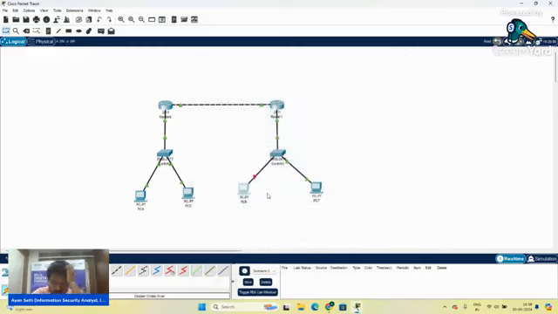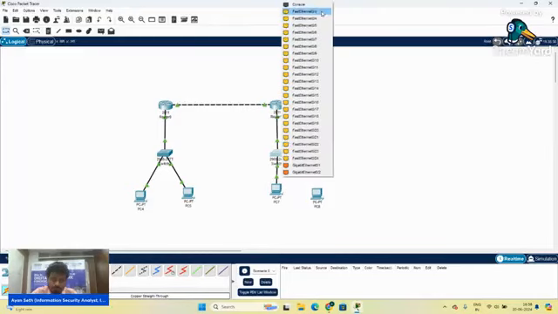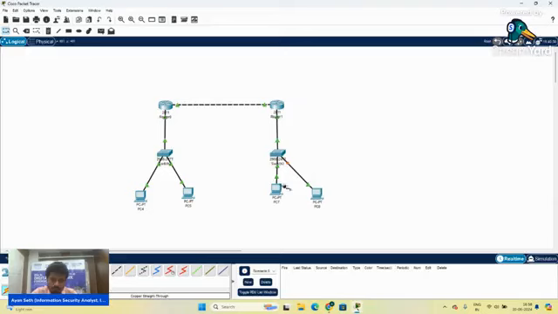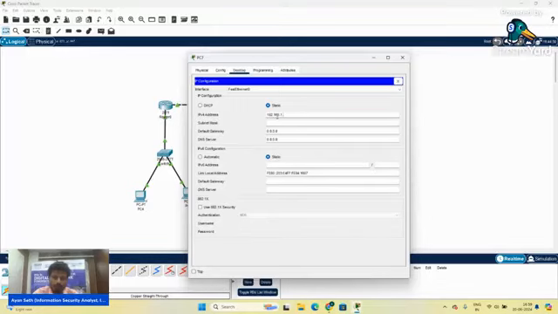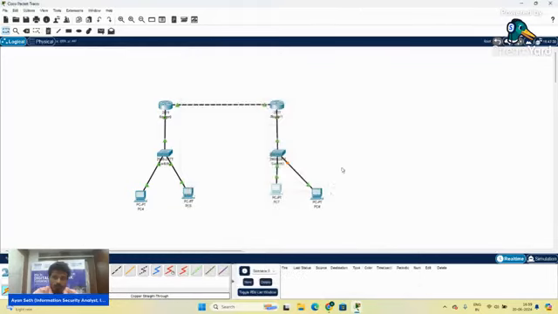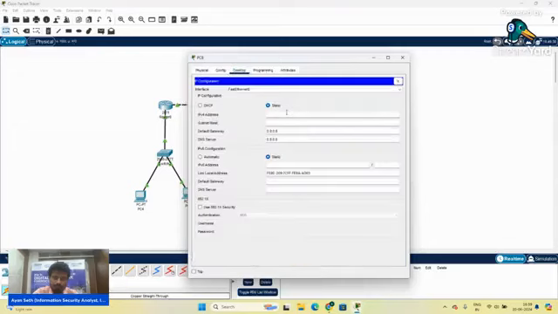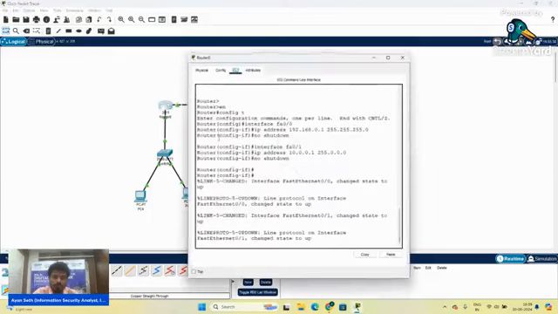Why is it showing red? I think there is some problem with the PC. Let's delete it. Okay, we will just configure one PC here, and let's take another PC also. Let's take another PC, and then let's connect it. Okay. Now it is turned on. This is 192.168.1.2, and the gateway is 192.168.1.1. This is 192.168.1.3, 255.255.255.0, and the gateway is 192.168.1.1. Right, after that, we need to configure the static routing part.